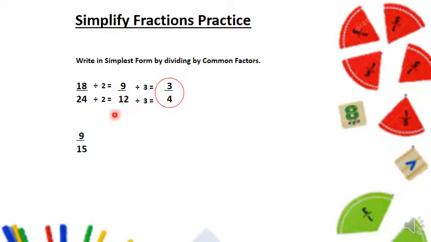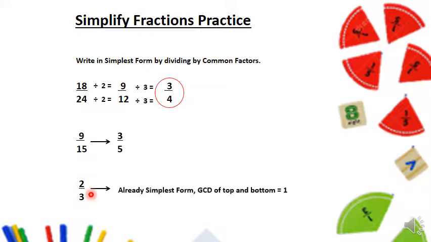Take this fraction, 9 over 15. 9 and 15 are multiples of 3, so they are both divisible by 3. If you divide 9 over 15 by 3, you will get 3 over 5. Can I simplify this fraction more? No, it's in its simplest form. Now you have 2 over 3. Can you simplify this fraction? No. 2 over 3 is already in its simplest form. So the GCD between 2 and 3 is 1.